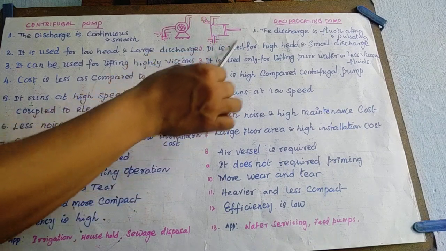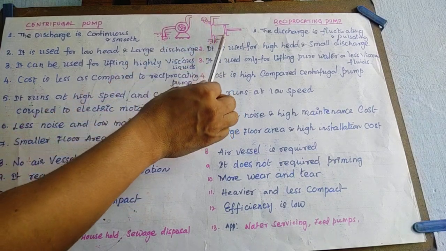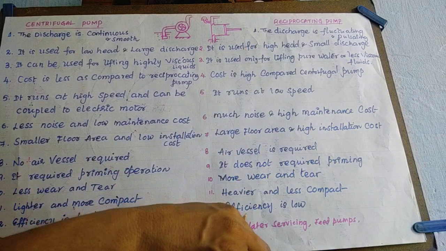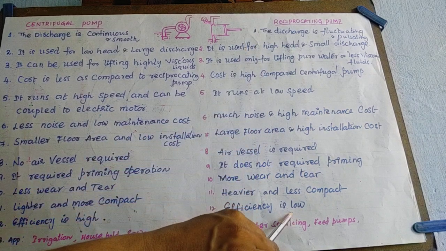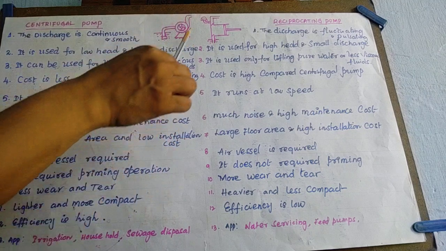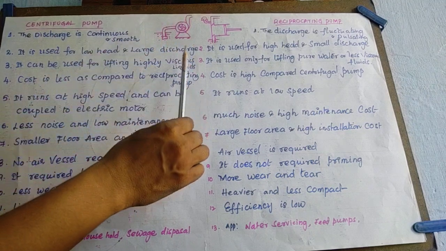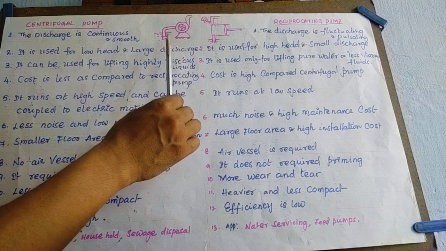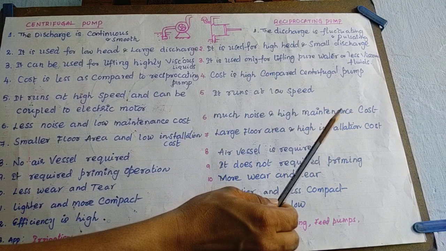And due to the frictional losses, this pump has less efficiency, and high efficiency is possible by using the centrifugal pump. So high efficiency is obtained from the centrifugal pump, and low efficiency is obtained from the reciprocating pump.